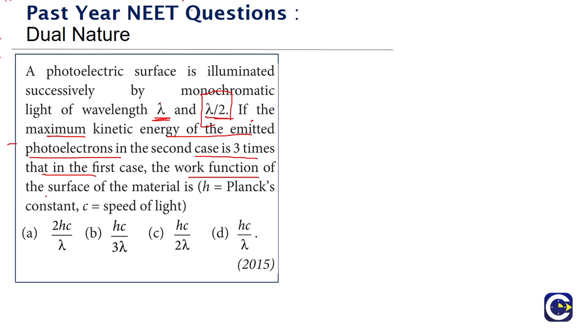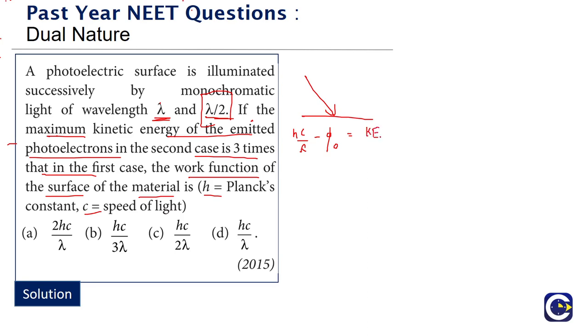The work function of the surface of the material is how much? So we have to give the value for the work function in terms of Planck's constant h, speed of light and lambda. So let us see how we proceed. What is the basic idea? If you look at Einstein's equation of photoelectric emission, in the first case it is hc by lambda minus work function, that will be equal to the maximum kinetic energy of the emitted electrons in the first case.